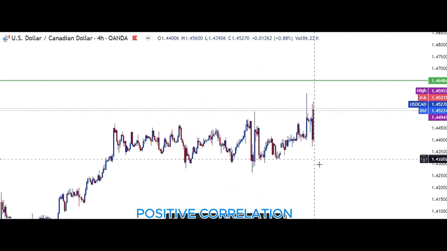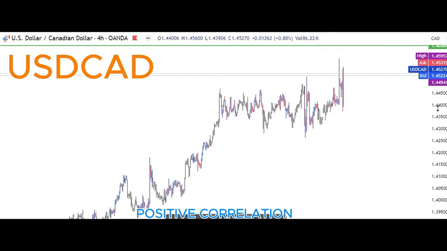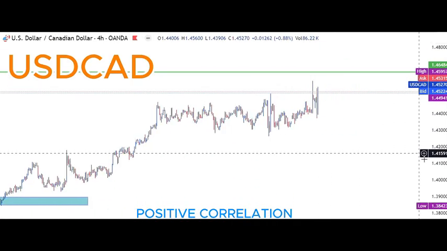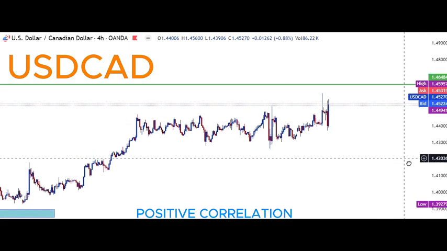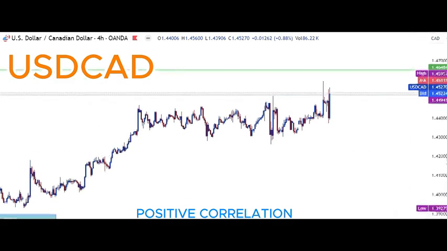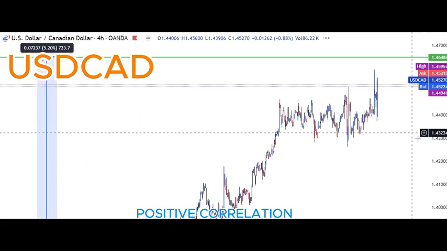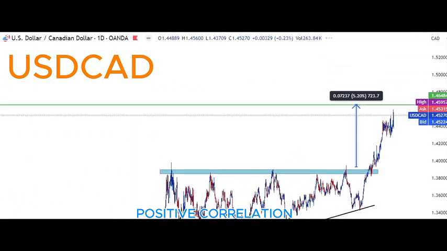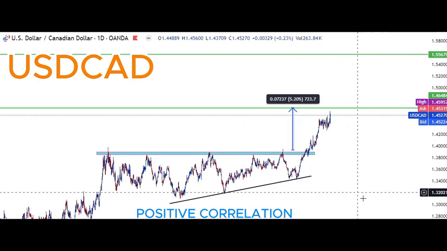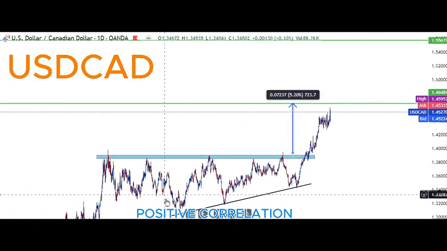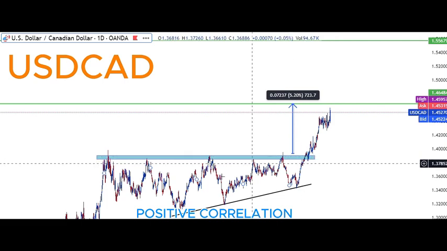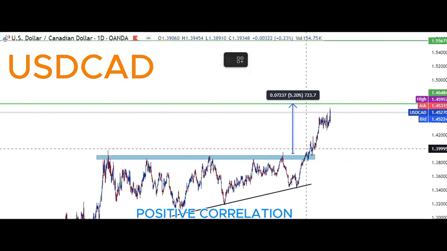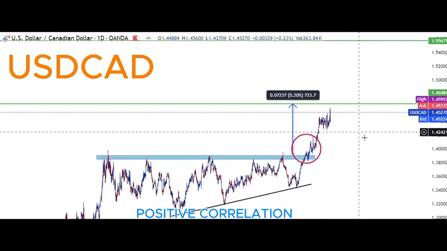So as you can see, USD CAD is very much bullish on a daily time frame. Previously, I had already marked it out here. The price broke out around this point, and ever since it has been going up.